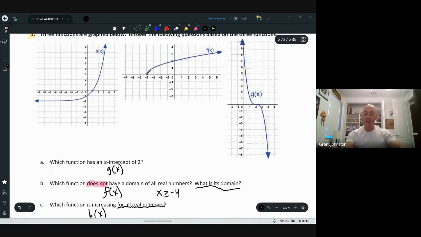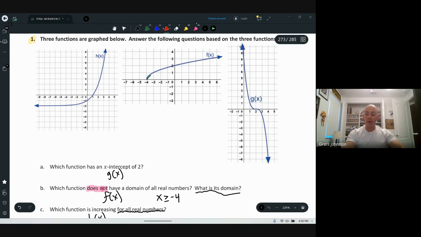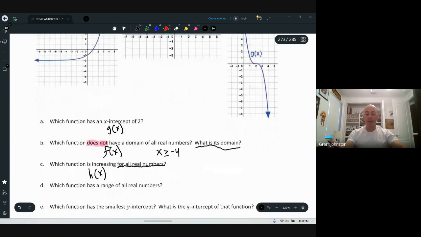And then g of x, hopefully you recognize, you read it left to right. This is going down. This is decreasing. It's decreasing for all real numbers, actually. So I'm not going to select that.